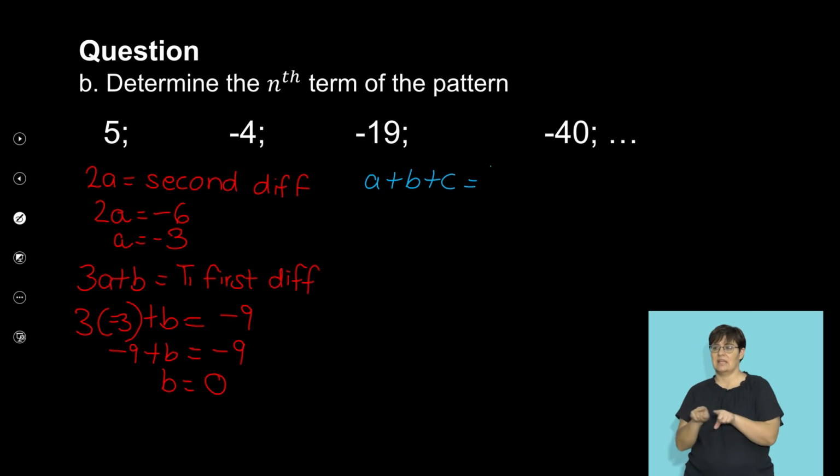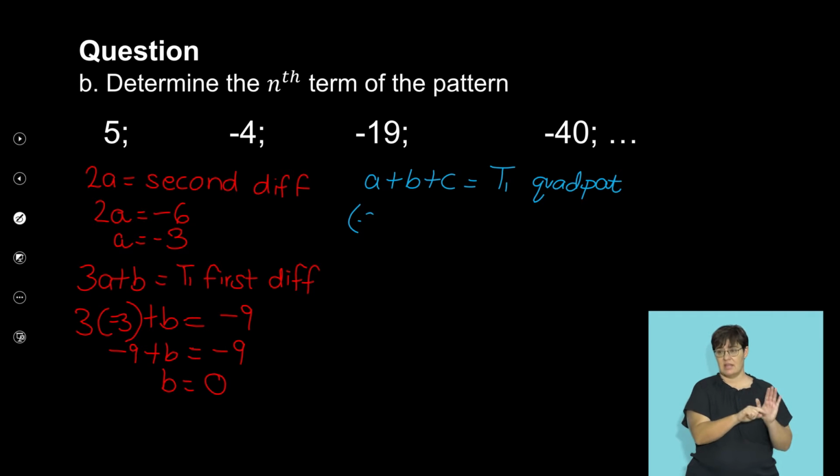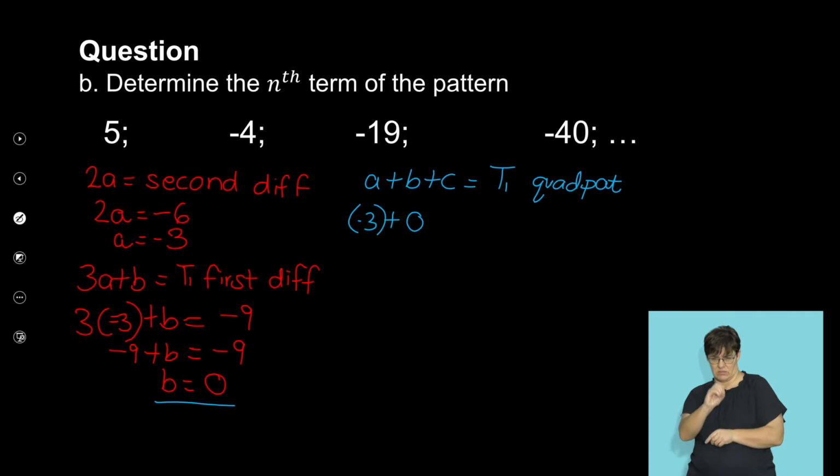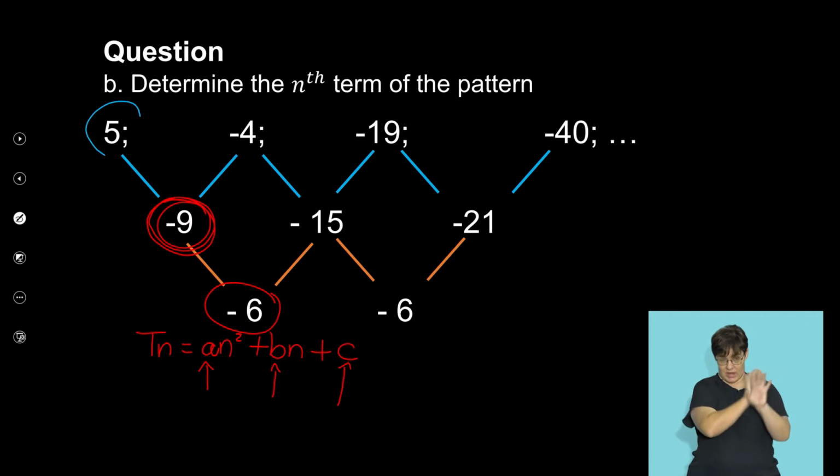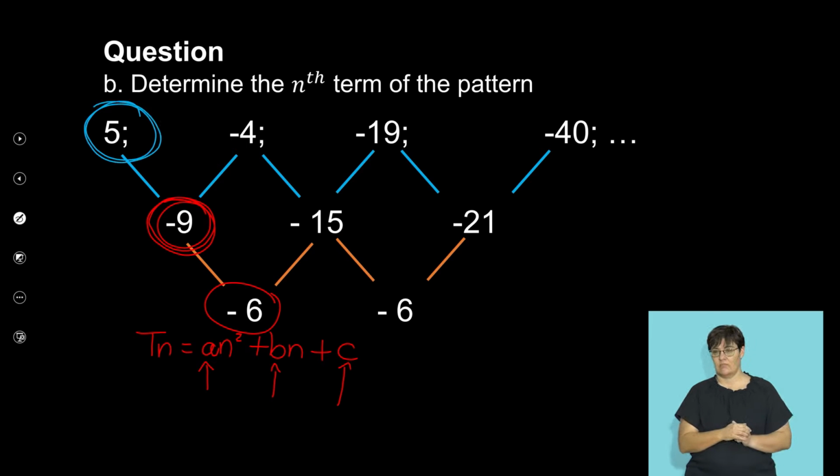Last but not least, I need to find the value of C, and A plus B plus C is equal to the first term of the quadratic pattern. So I've already got my A value, which is negative 3. I'm going to add 0 because I know that B is equal to 0. Then in order to still find C, I need to fetch the first term, but luckily it's also on this slide. I can see that term 1 of the pattern is 5, but going back, you can see again the first term of this pattern is in fact 5.